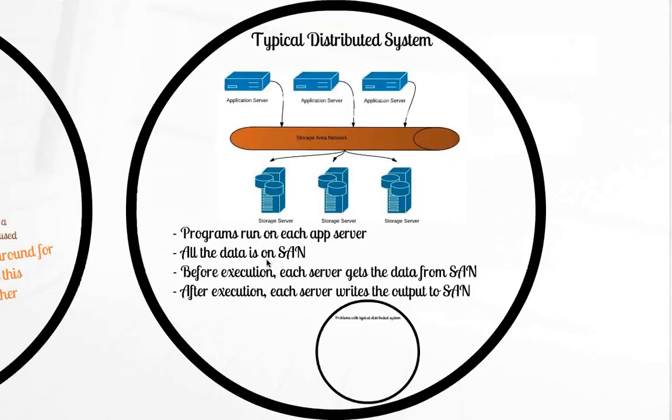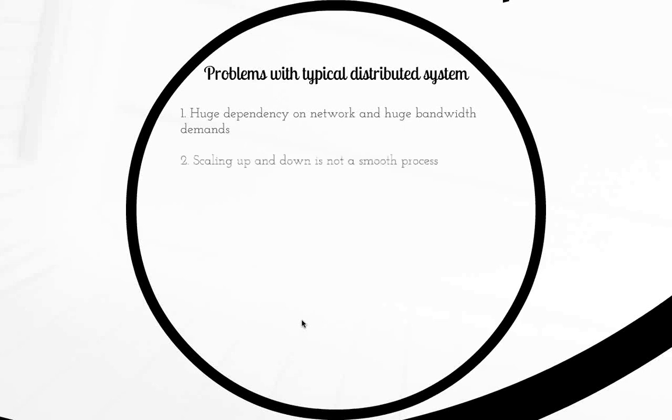The first and most important problem was massive dependency on the network, and huge bandwidth demands. You are reading 10 terabytes of data across the network. That's huge. Your network would become a bottleneck and eventually get choked up. Scaling up and scaling down was not a smooth process. If I asked you as a developer to write a program for 3 machines, could I just scale it to 300 machines and have everything go well? No. You'd have to change your code.